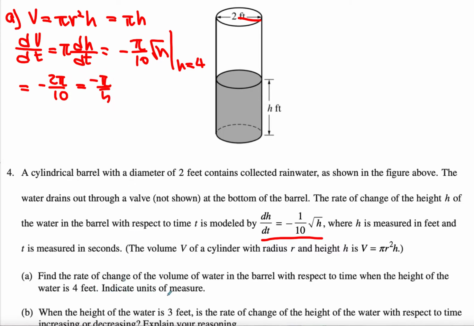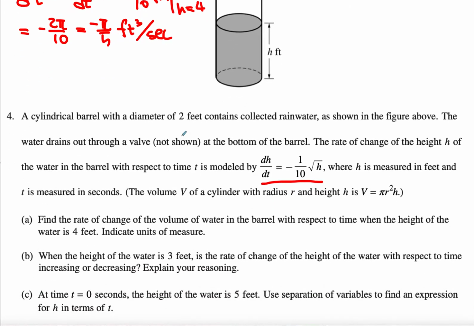And they want us to indicate the unit of measure. The rate of change in volume is in cubic feet, because this is feet. Cubic feet per second. So that's basically what's happening. Now, let's look at part B here.